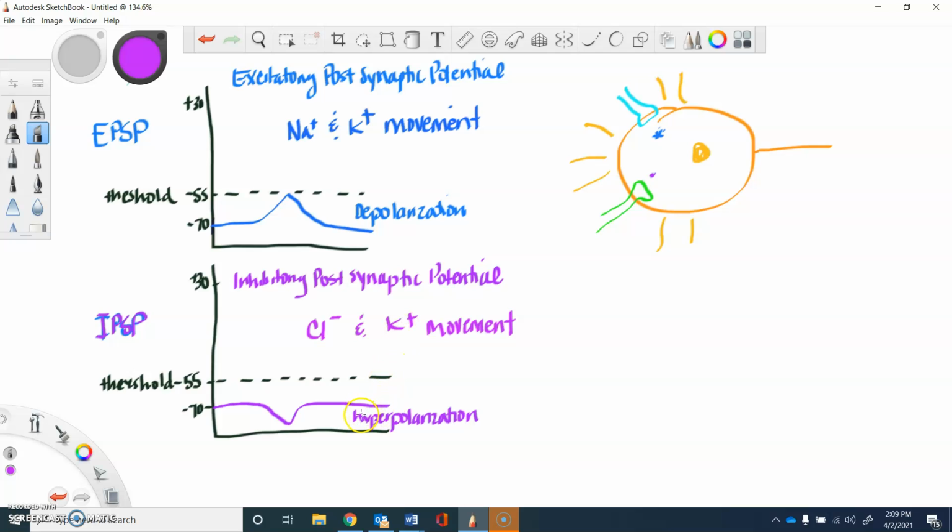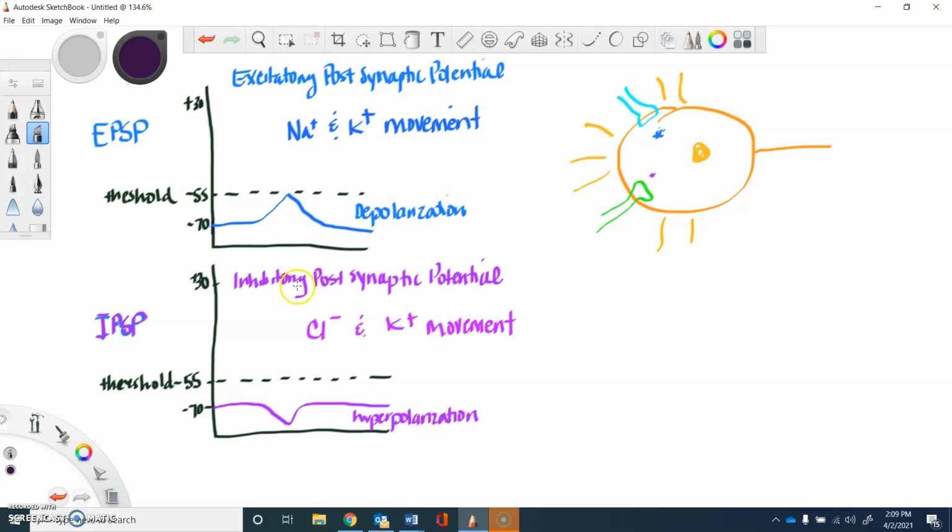So one graded potential generally won't get down here to the axon hillock to either inhibit it or to stimulate it. So we pretty much need more than one, okay? So we can add those up, which is called summation. We kind of looked at summation with the muscle, and this is similar to that.